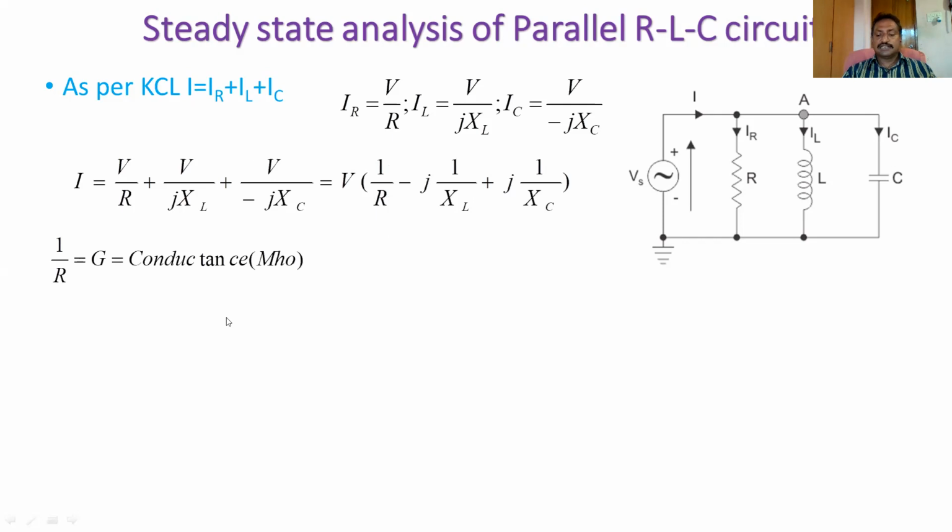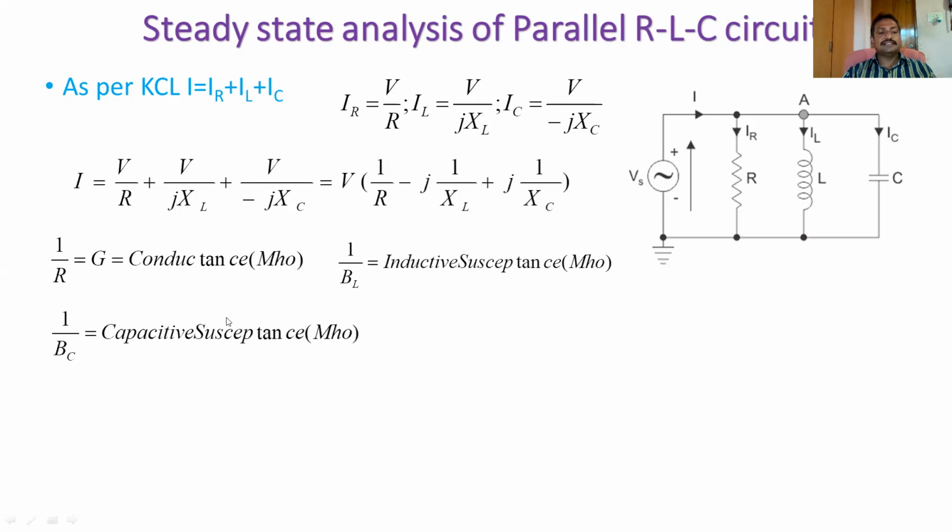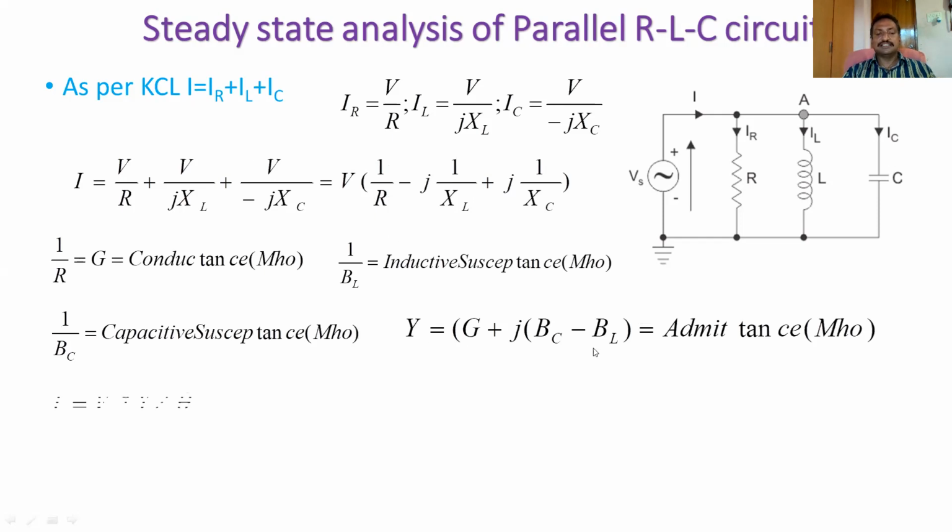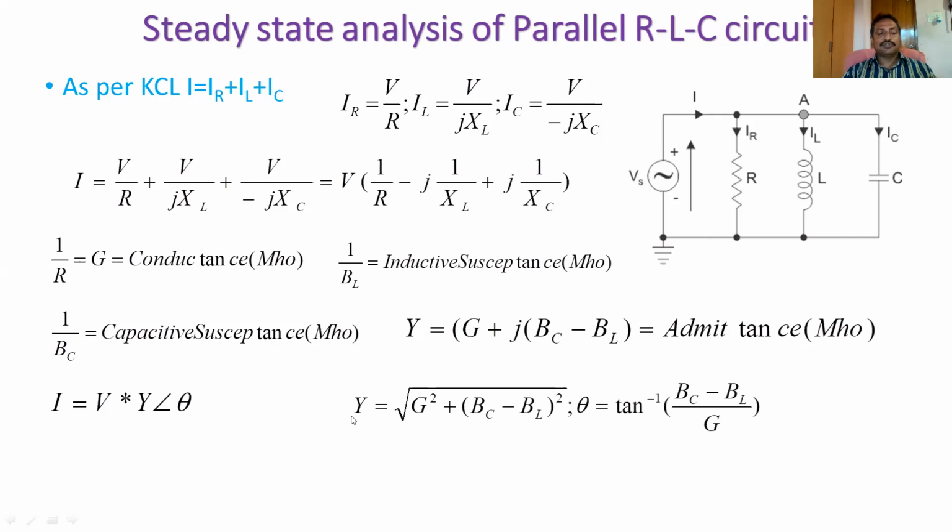Then 1 by R is conductance, 1 by XL is inductive susceptance, 1 by XC is capacitive susceptance, units are mho. Therefore, Y is equal to the admittance G plus j(BC minus BL). Therefore, the total current is equal to total voltage multiplied by total admittance at an angle theta. Y is equal to the square root of G squared plus (BC minus BL) whole squared. Theta is equal to tan inverse of (BC minus BL) by G.